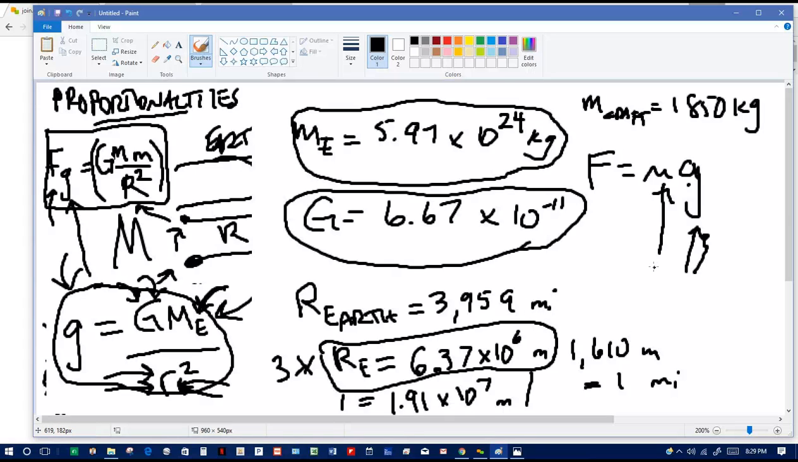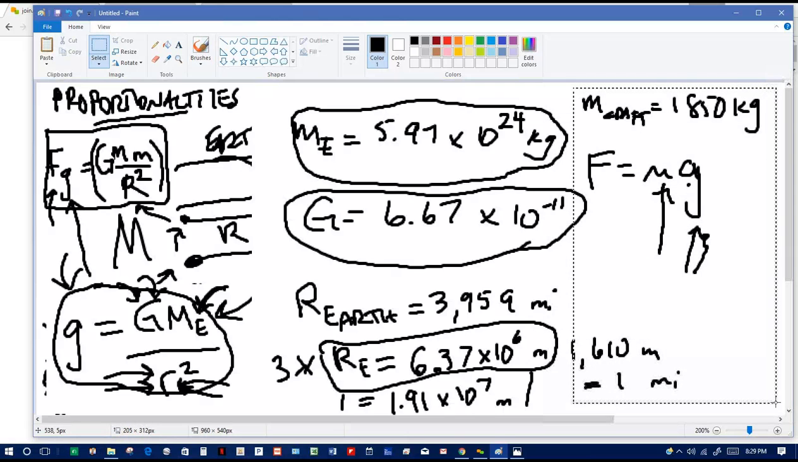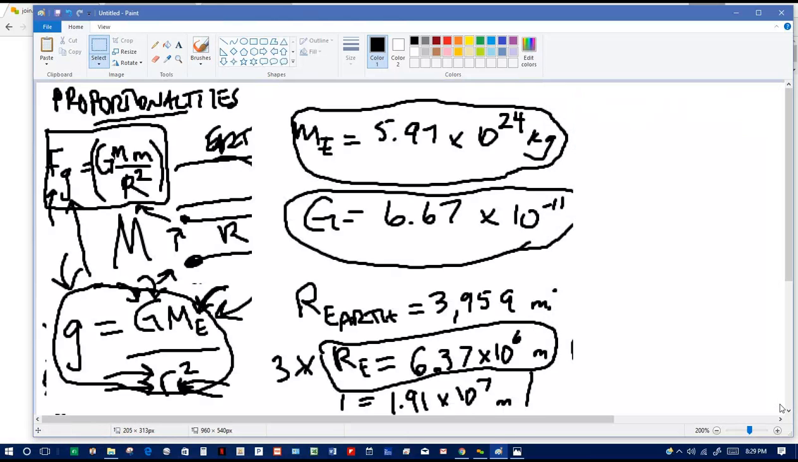Thank you. But what I'm going to do is just erase this part here. Don't really need any of that anymore. And I'm going to start writing it in for you. 1.91 times 10 to the 7.